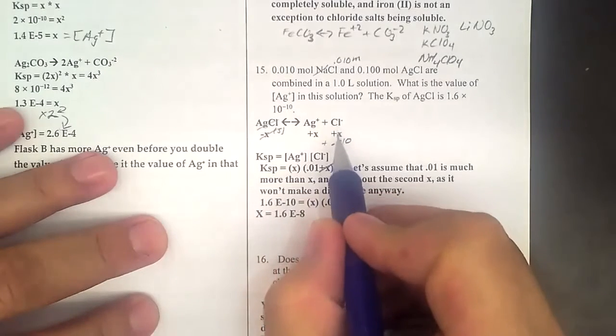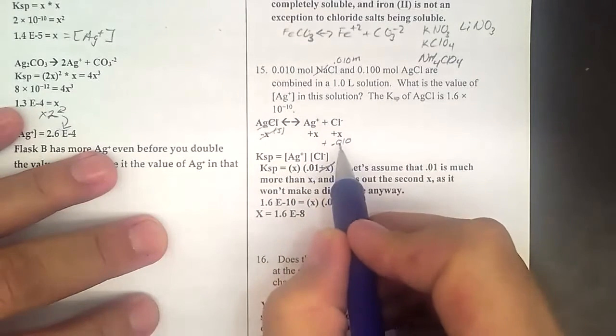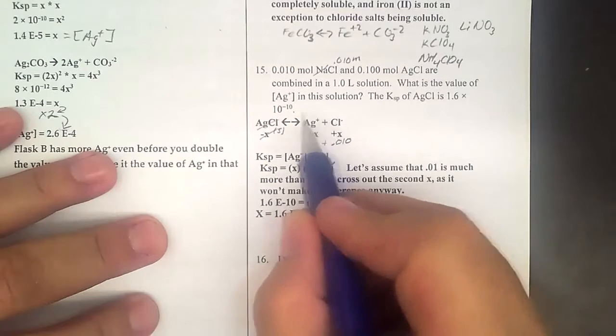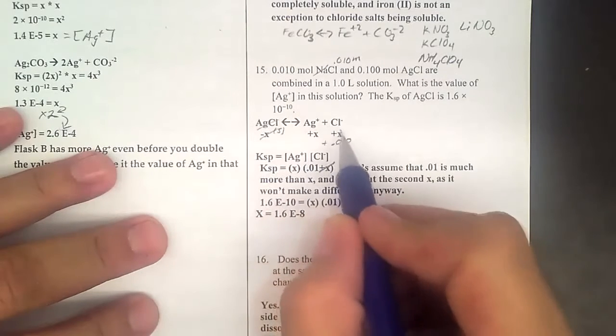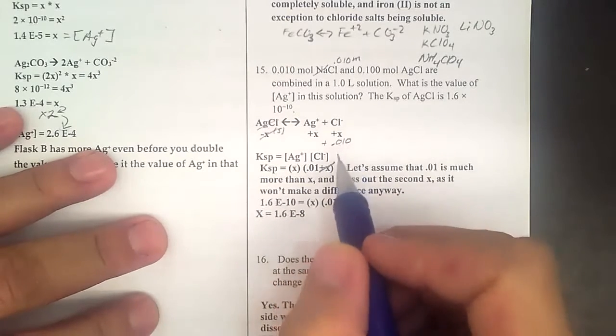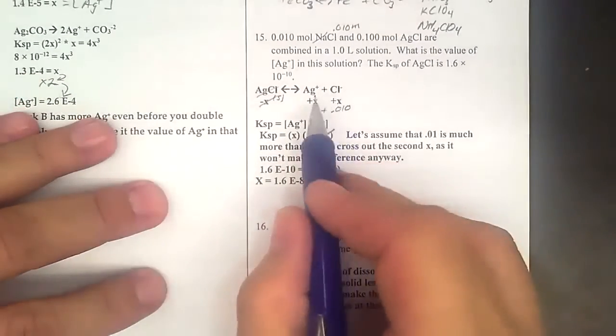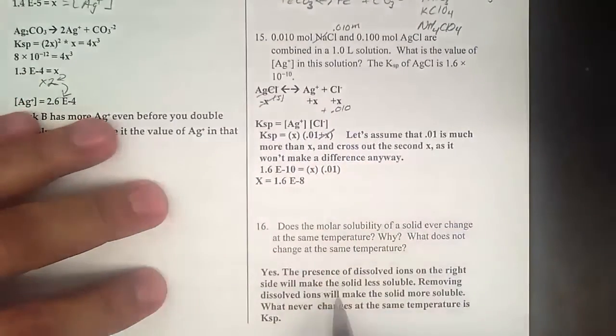So if you pre-dose this solution with Cl minus, it's easier to hit K, because this times this equals K, the point when this will stop dissolving, but this number is already sort of artificially large. So if you pre-dose the solution with ions on the right, the molar solubility will go down. The presence of dissolved ions on the right side will make the solid less soluble.